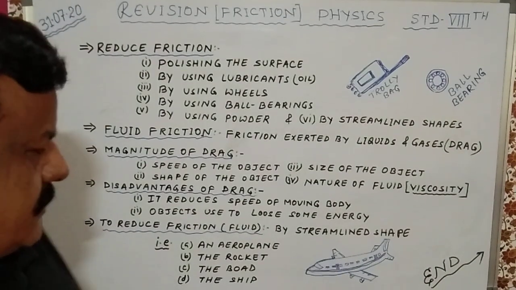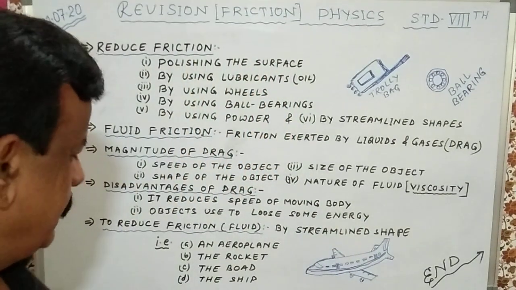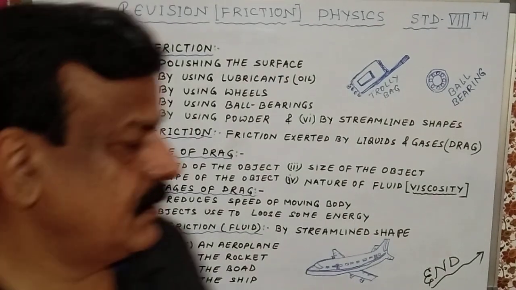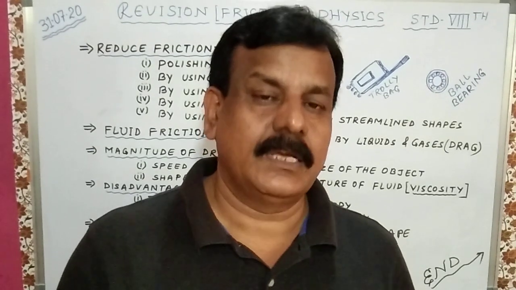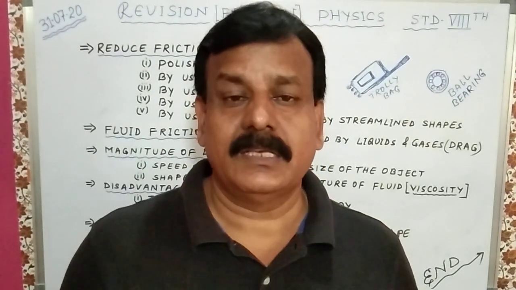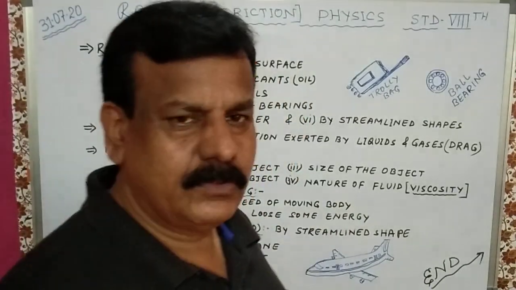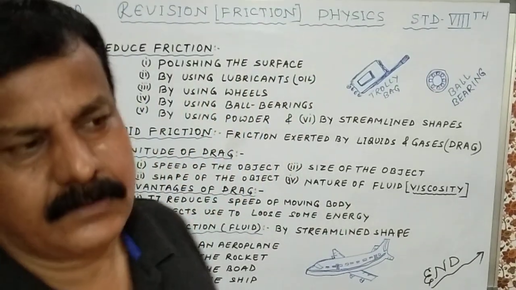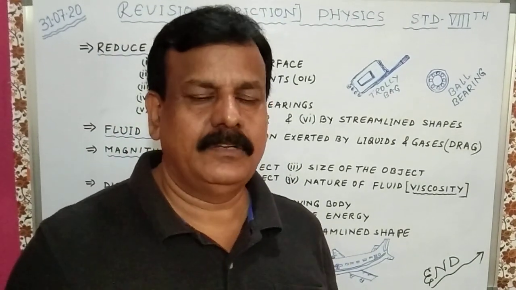To reduce fluid friction, we have some methods according to our need. Number 1, streamline shape. Fluid friction can be reduced or minimized by giving a special streamline shape to the object. You have noticed that in many cases streamline shapes are given to reduce the friction, so that objects or bodies can move smoothly or with high speed in fluids.